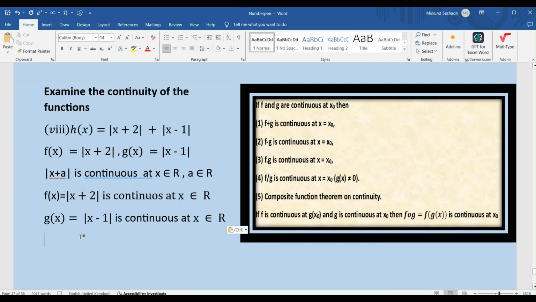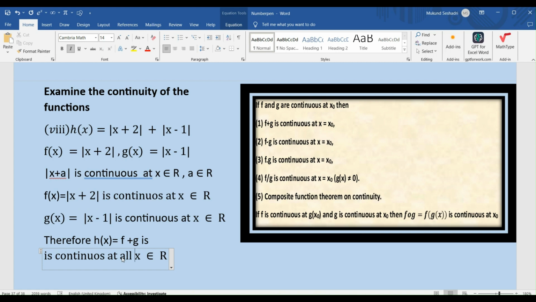So what does it mean? Therefore, h of x, back to h of x now, which is f plus g, is continuous because of the rule of algebra that we have. Therefore h of x equals f plus g is continuous at all x belonging to R. Again, drawing your attention to what we have on the right of your screen, which is nothing but the algebra of continuous functions, which is what we applied to solve this problem finally, right?